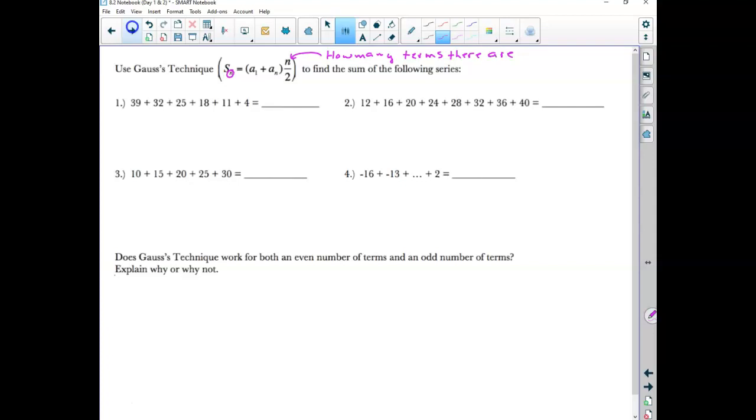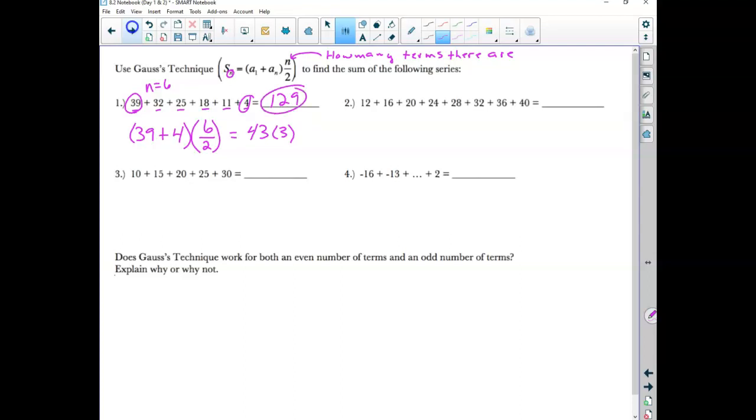Okay? And what I'm looking at here is, if I look at number 1, well, I've got 1, 2, 3, 4, 5, 6, so I know n is going to equal 6 terms there. And if I take the first one plus the last one, because here's my first term and here's my last term, and I take that times the number of terms there are, which is 6, and I divide that by 2, well, what does that give me? That actually gives me 39 plus 4. What does that give me? 43 times 3. And 43 times 3 is 129.